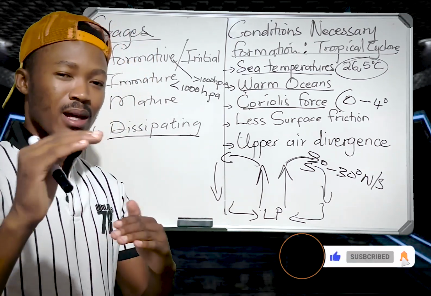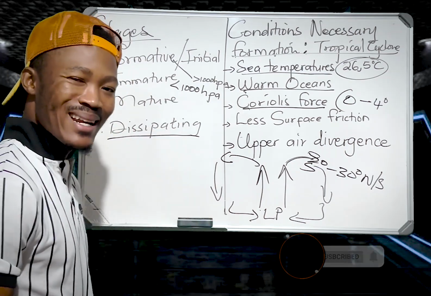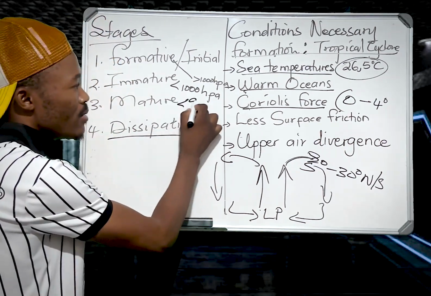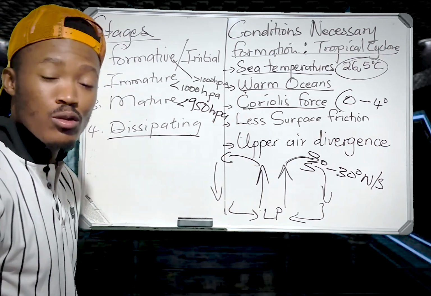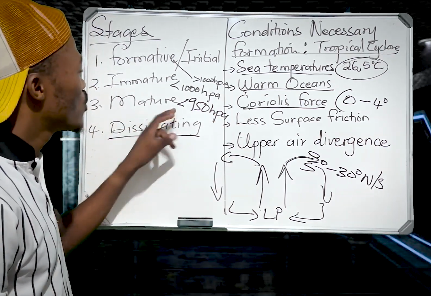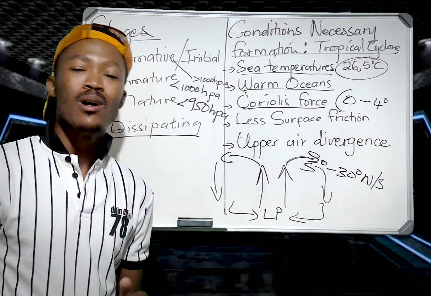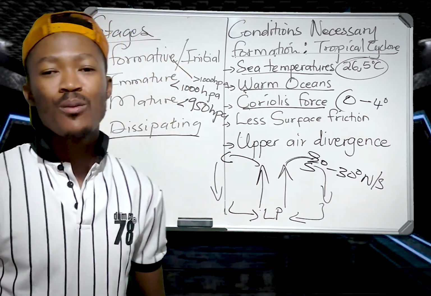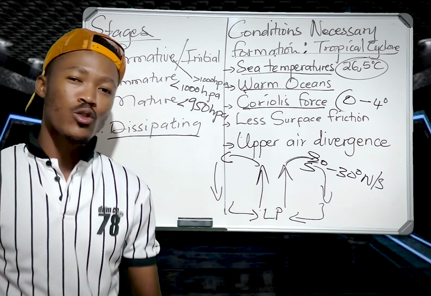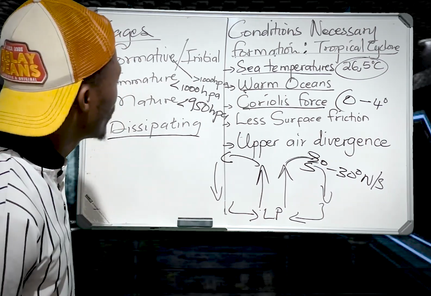The moment that pressure falls below 950 hectopascals and it no longer continues to fall, then our tropical cyclone has now entered the mature stage, which is the most violent destructive stage of the tropical cyclone. We will talk about this stage later on.